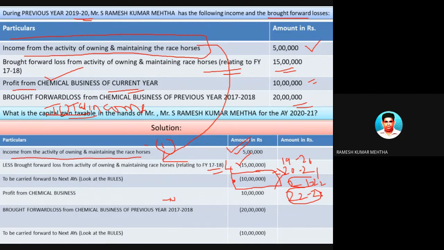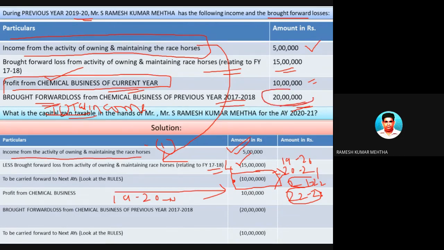Second half, profit from chemical business of the current year. So this is the profit of the chemical business from the current year 2019-20. Number two, in the previous year 2017-18, the chemical business brought forward losses were 20 lakh rupees. So this is carry forward and set off. This amount of 20 lakh rupees can be carried forward for 8 assessment years.